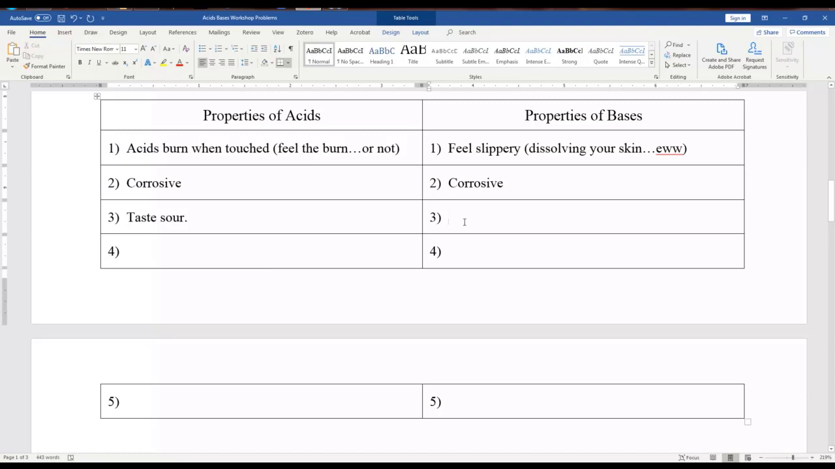But what do bases taste like? Bitter. Bases taste bitter, unpleasant. Think of soap. If you tasted soap, it'd be yucky. How would you taste soap? Or if you were ever a bad girl and said wicked words to your mom, she might have washed out your mouth with soap, right?